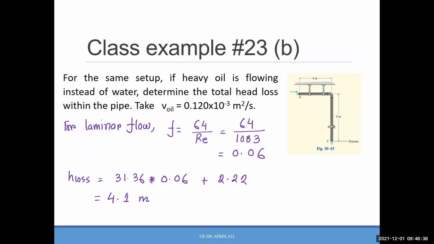And if you look at the total pipe length, the total pipe length is 10 meters. Within that 10 meters, you are getting a head loss of 4 meters. That means there's a huge head loss happening within that system, mainly because of the minor losses, and when it's oil, it's due to friction also.